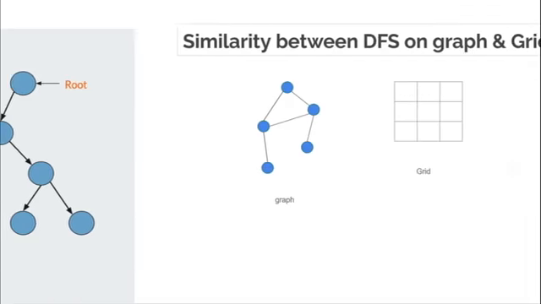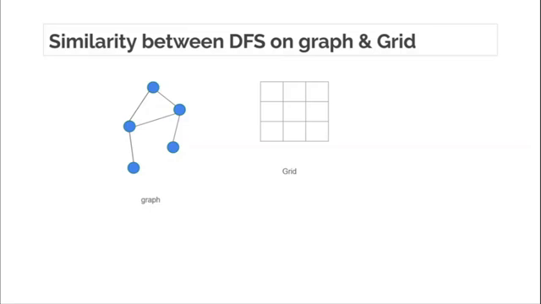In this lecture we are going to see how we will apply depth first search, that is DFS, on a grid. So before we start the lecture, let's see what are the similarities between a graph and a grid. You see, in a graph we have nodes, right? Same way in the grid we have cells that are like nodes in the graph. Now graph also has edges.